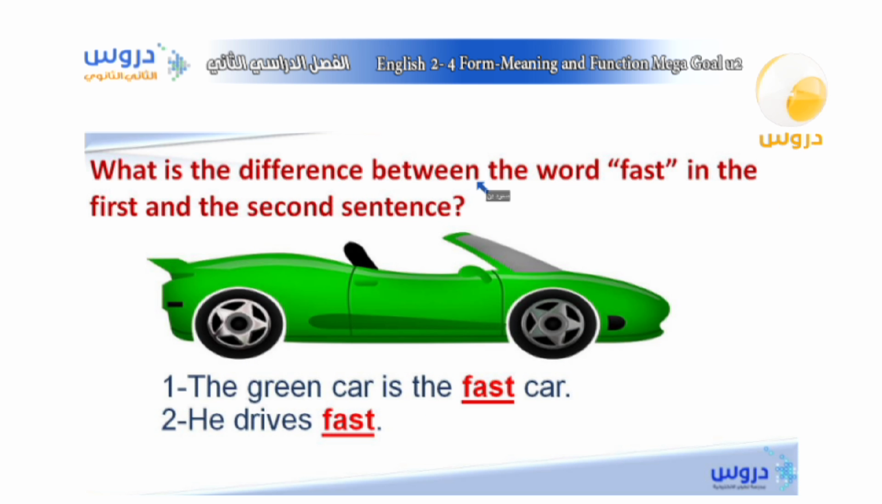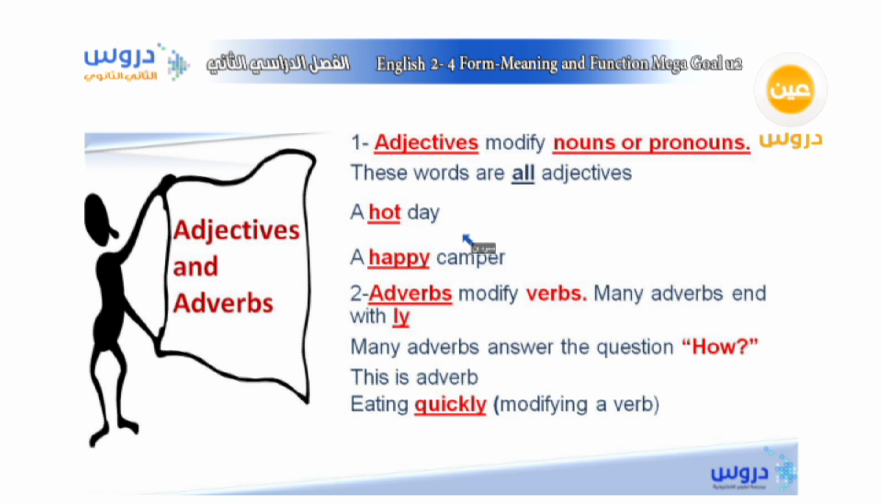Okay, what is the difference between the word fast here in the first and the second sentence? The green car is the fast car. He drives fast. What is the difference between the first one and the second one? Okay. Here we move to adjectives and adverbs. We are going to talk about adjectives and adverbs. What is the difference between these two parts of speech?